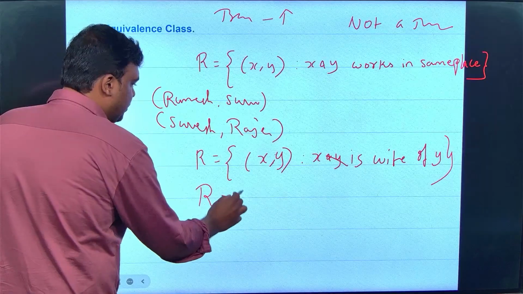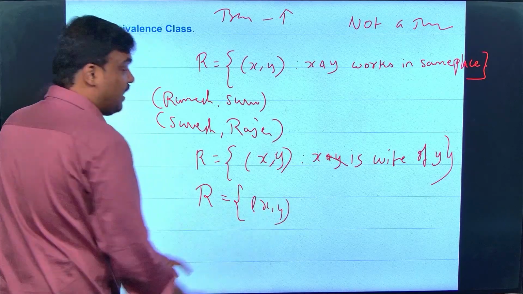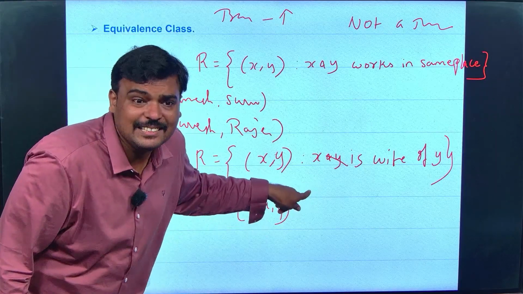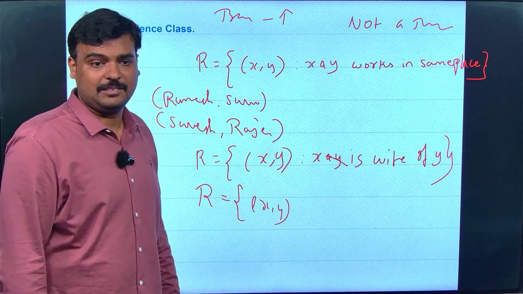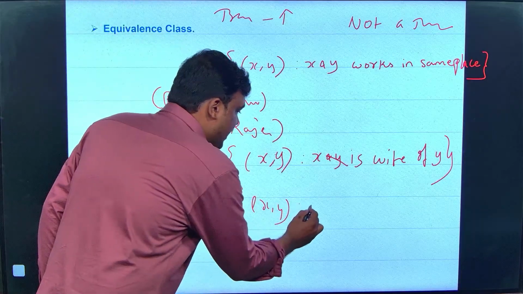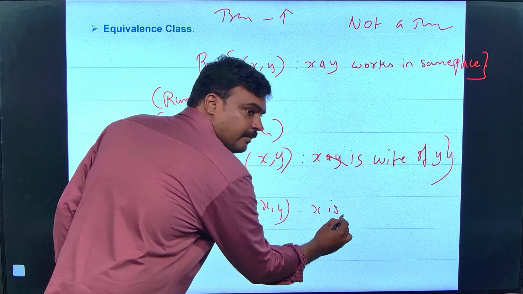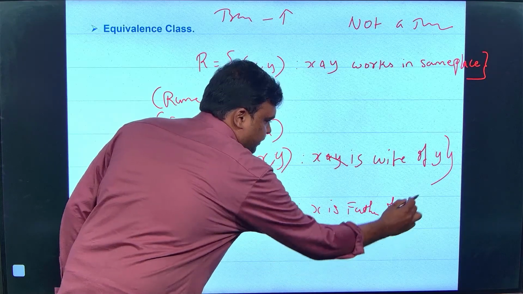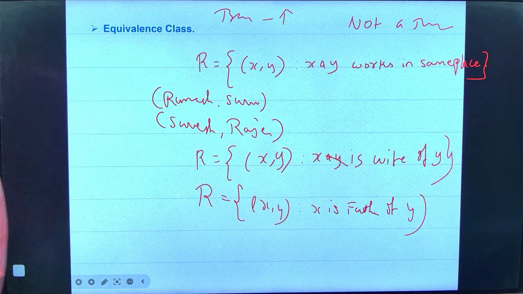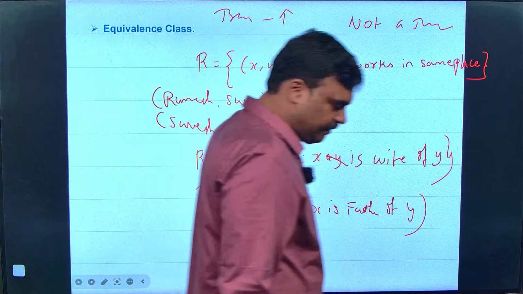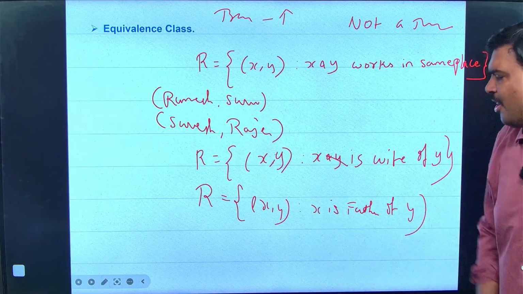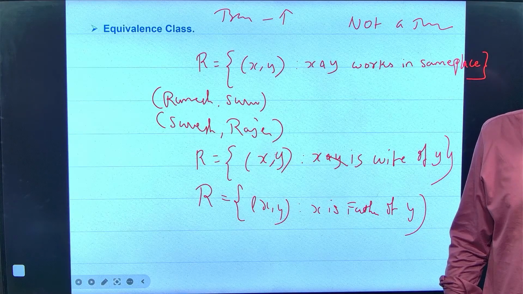Now let me take another example. R is equal to X comma Y. The previous one failed in reflexive, failed in symmetric, but passed in transitive. Okay, X comma Y, where X is father of Y. Can you say whether it is reflexive? Guys, whether it is reflexive? No, because someone cannot be father to himself.